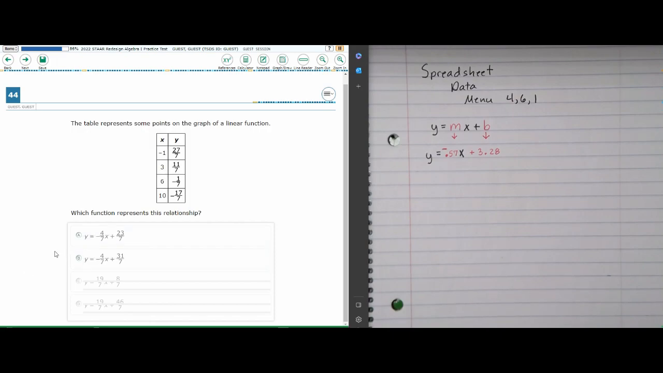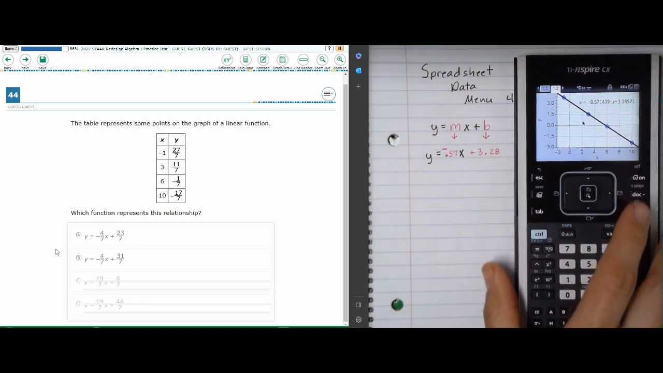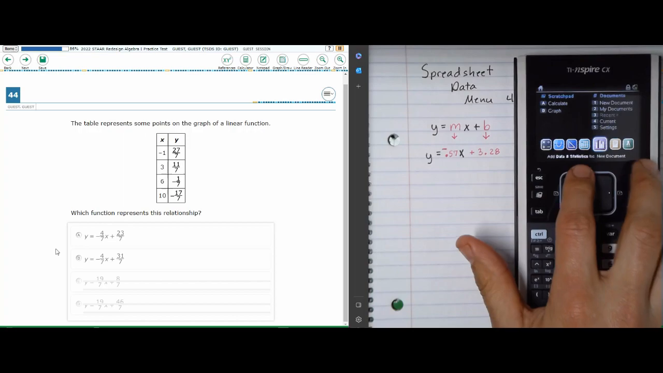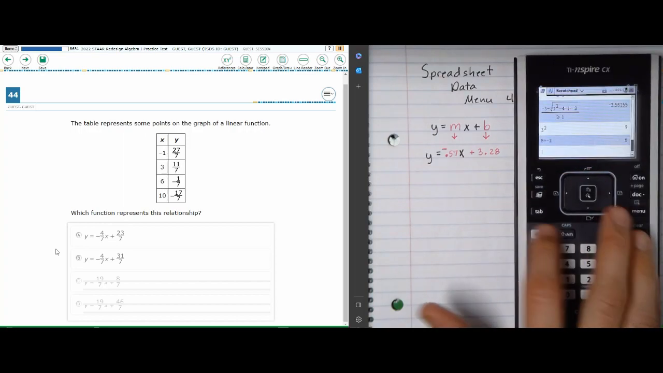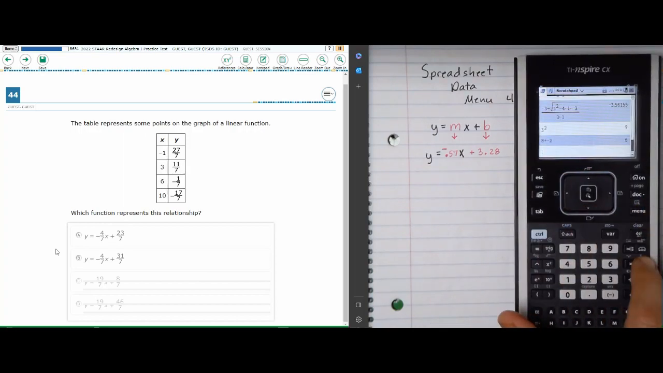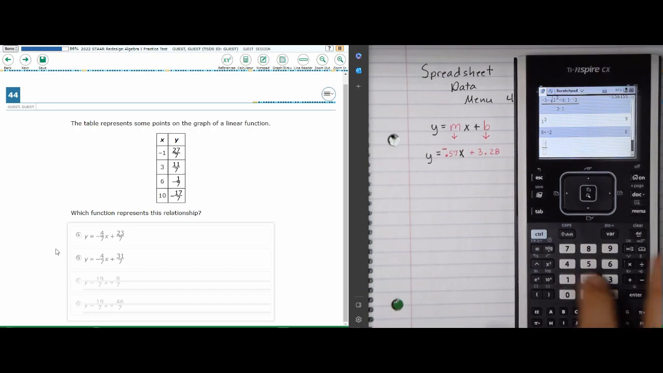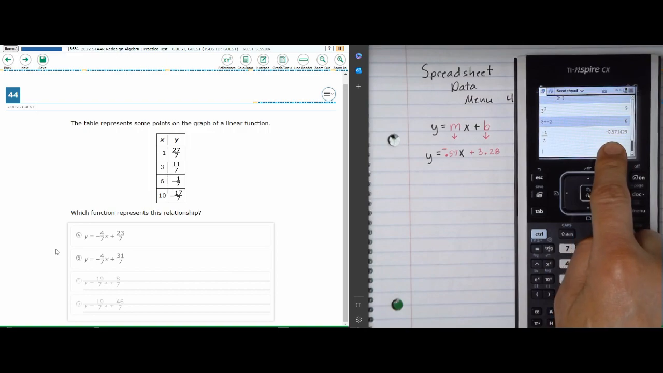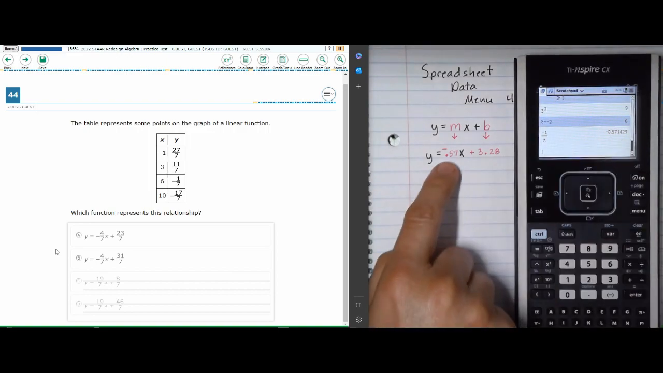So I'm going to go ahead. I notice they got the same slope. The only thing that's different is the y-intercept. So I'm going to go ahead and just confirm that negative 4 over 7 is negative 0.57. So I'm going to go back home, go to calculate, hit Control Divide to get my fraction bar, and do negative 4 over 7, put a decimal after it, and notice it does give me negative 0.57, which is what we have.